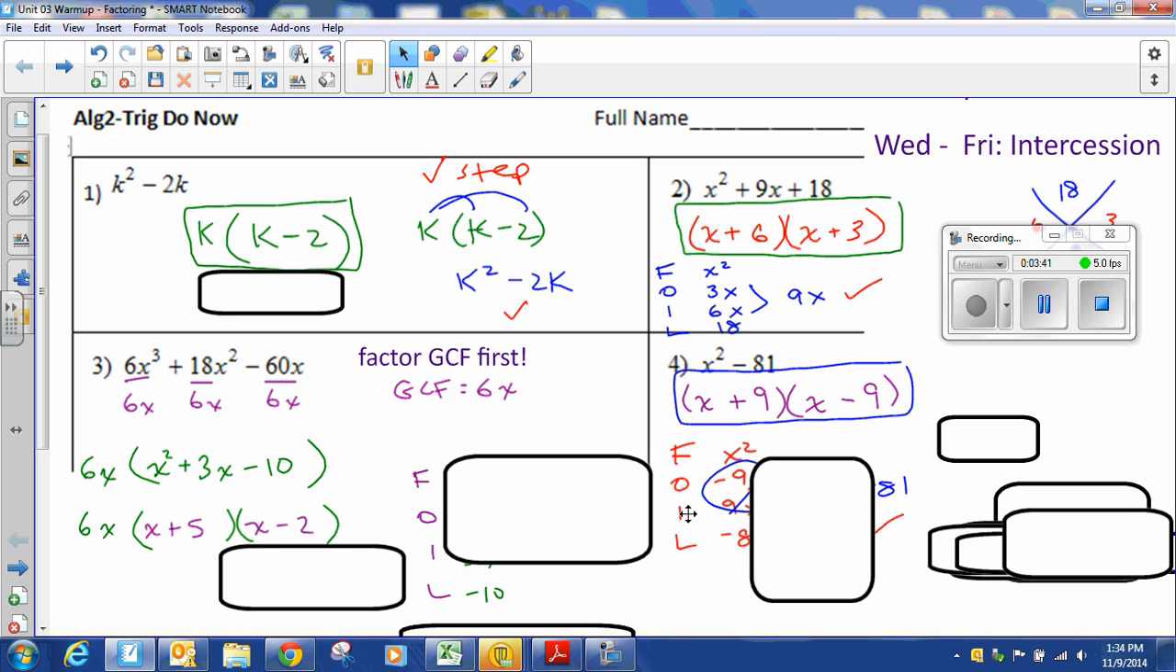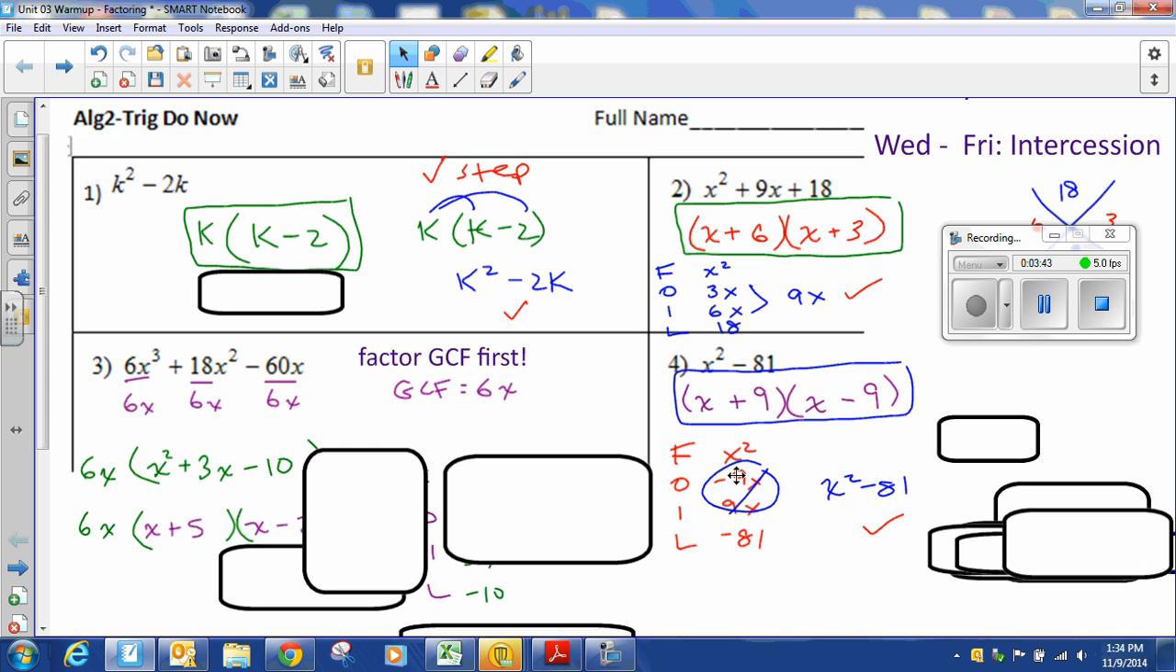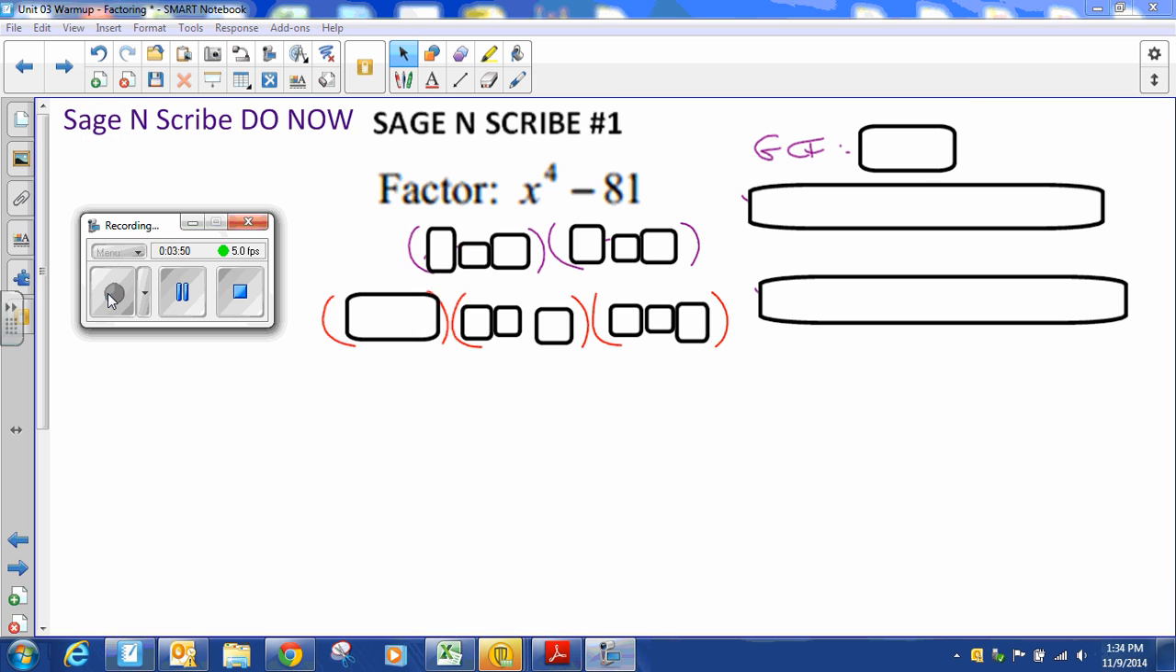If we were to FOIL this out, you would see that the O and the I terms cancel. We're left with x squared minus 81, which is our original expression. Let's look at a few more examples. Here's Sage and Scribe number 1.